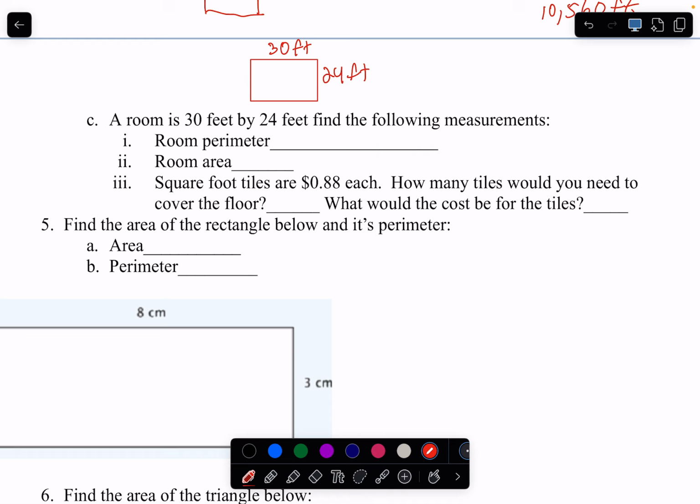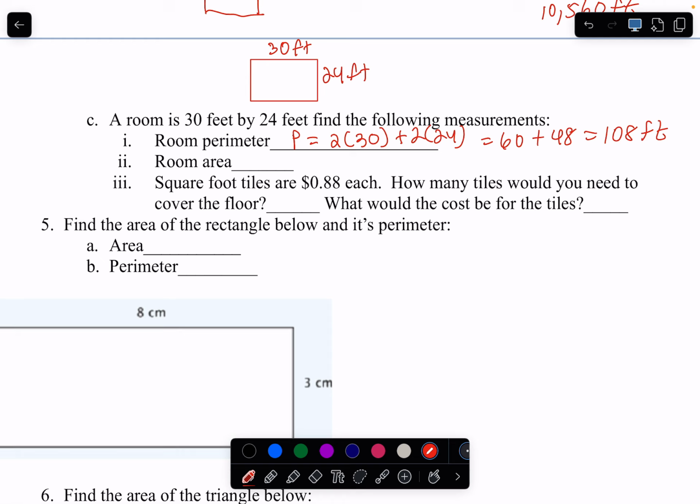Now, if you know your formulas, then we're good to go, because the perimeter is just going to be 2 times the 30 plus 2 times the 24. Or you're allowed to do 30 plus 24 plus 30 plus 24. Think of if you were actually walking it. So that's going to be 60 plus 48, or 108 feet is our perimeter. So if we actually needed to put a border around the room, that would be perimeter.